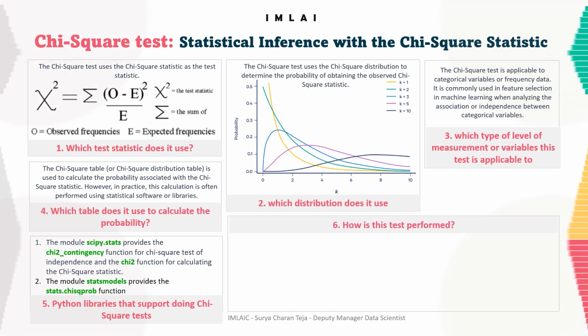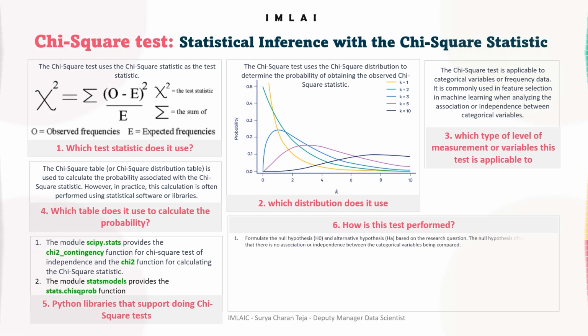Now let's answer the last and very important question, because we have answered most of the others. Now it's time to perform the chi-square test. The first step is to formulate the null hypothesis, H sub 0, and the alternative hypothesis, H sub A, based on the research question. The null hypothesis often states that there is no association or independence between the categorical variables being compared, and that is our first step. Then we move on to the second step: organize the data into a contingency table or cross tabulation that represents the observed frequencies or counts in each category.